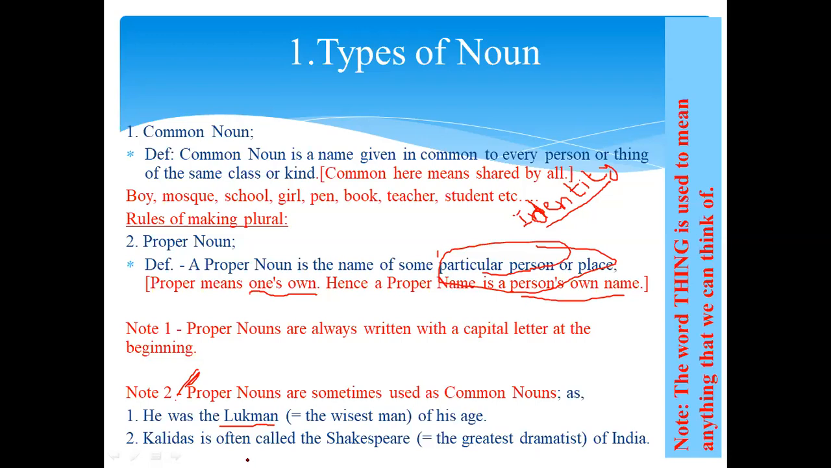Kalidas is often called the Shakespeare. The Shakespeare was a common noun too because we are associating the greatest dramatist quality of writing the greatest drama in the world to somebody else. So that becomes a common noun.